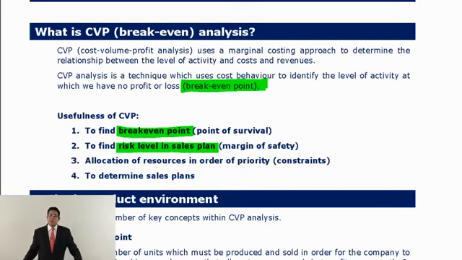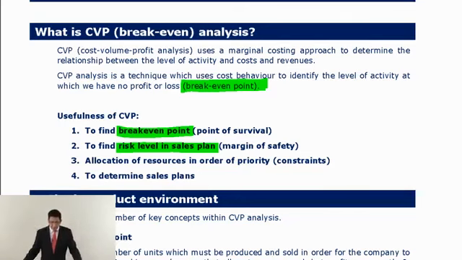Allocation of resources in order of priority or constraint. Whenever organizations struggle with the acquisition of resources, CVP analysis also helps us to prioritize our resources. Should we allocate resources equally to all products, or should we allocate resources in order of ranking? And last but not the least, to determine sales plan. So this is something about your syllabus, and then at the end of the session we are going to look at some graphs and charts as well.